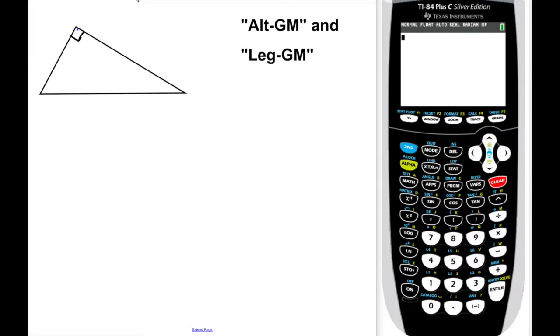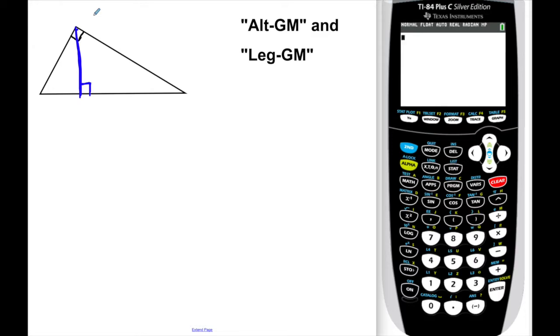I'm going to start by talking about what Alt-GM and Leg-GM are. So suppose we have this right triangle. Now what I'm going to do is drop this altitude, and for all intents and purposes, let's assume that this altitude forms a 90-degree angle with the hypotenuse of the triangle.